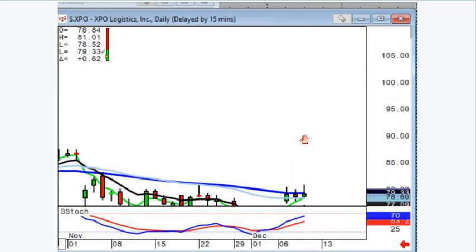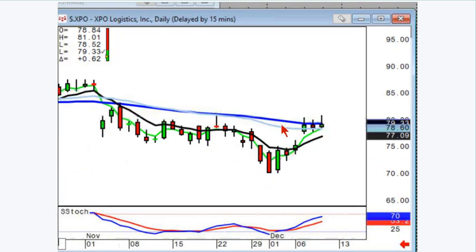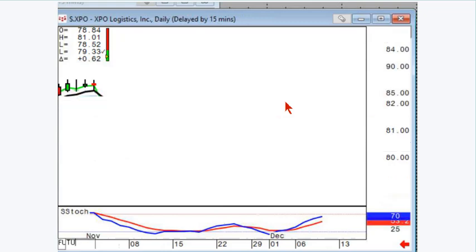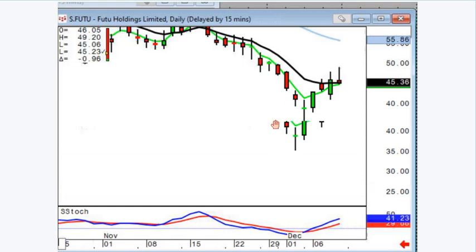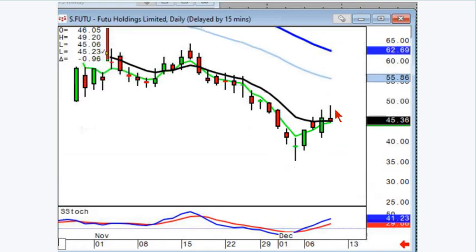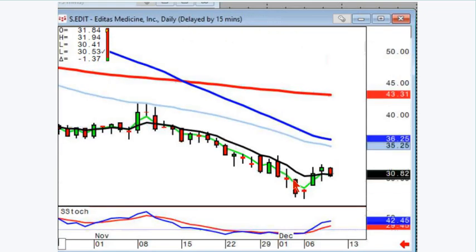XPO definitely needs to open positive tomorrow. If it opens lower, obviously they failed at the 50. Close it out until it comes back up through the 50. You're getting that information by that little shooting star. Same scenario here on Futu. It has to open positive. If it opens lower tomorrow after the shooting star, they're not heading up, obviously. Edit, same scenario, has to open positive.